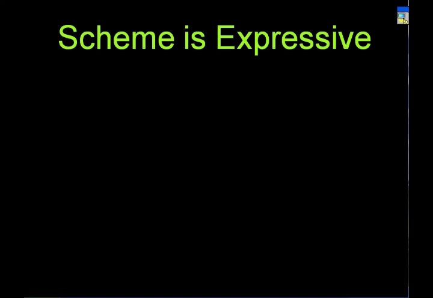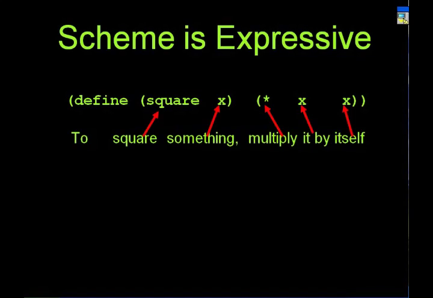So Scheme is expressive. Suppose you see this thing: define square x, times x x. What is it telling you? It's actually saying that to square something, you multiply something by itself. Simple, right? So this is square x.